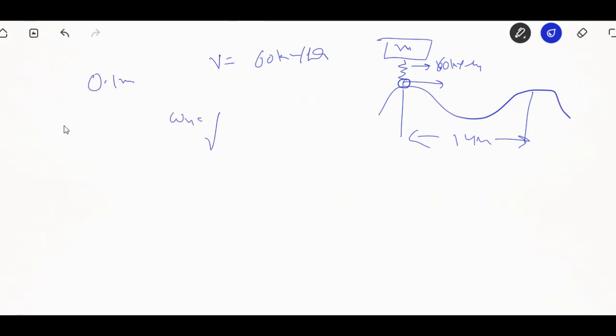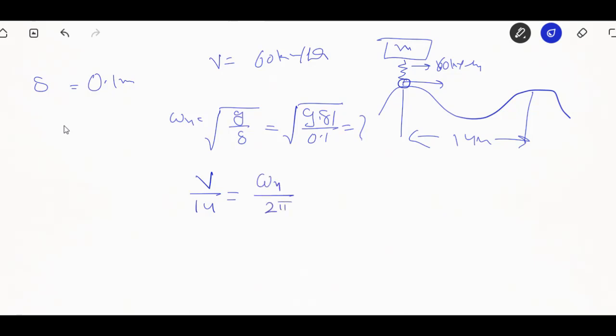As I said, since we have compression of a spring, the natural frequency will be square root of g by delta. So we have here 9.81 by 0.1. Whatever be the result, this shows our natural frequency. Now I hope you are aware of this formula of mechanics: V by 14. This represents the frequency of the system, not natural radial frequency, but general frequency, which has the unit of hertz, and is omega n divided by 2 pi.